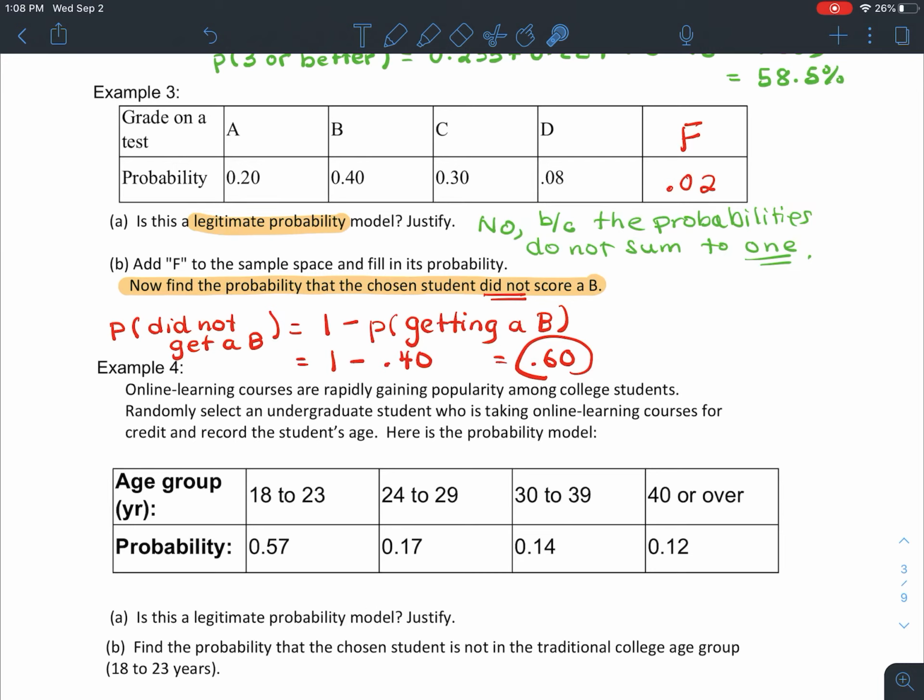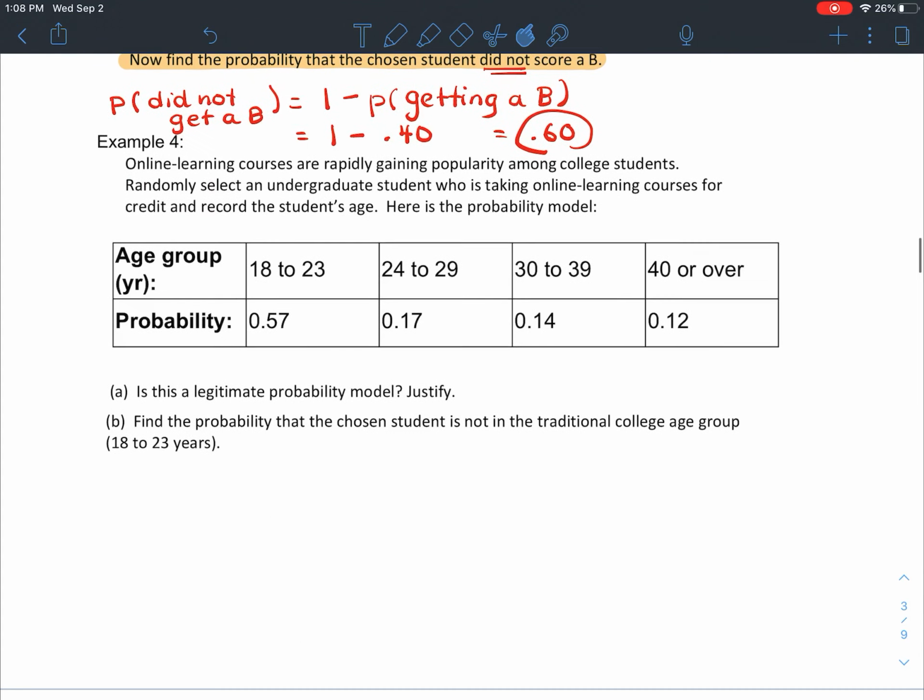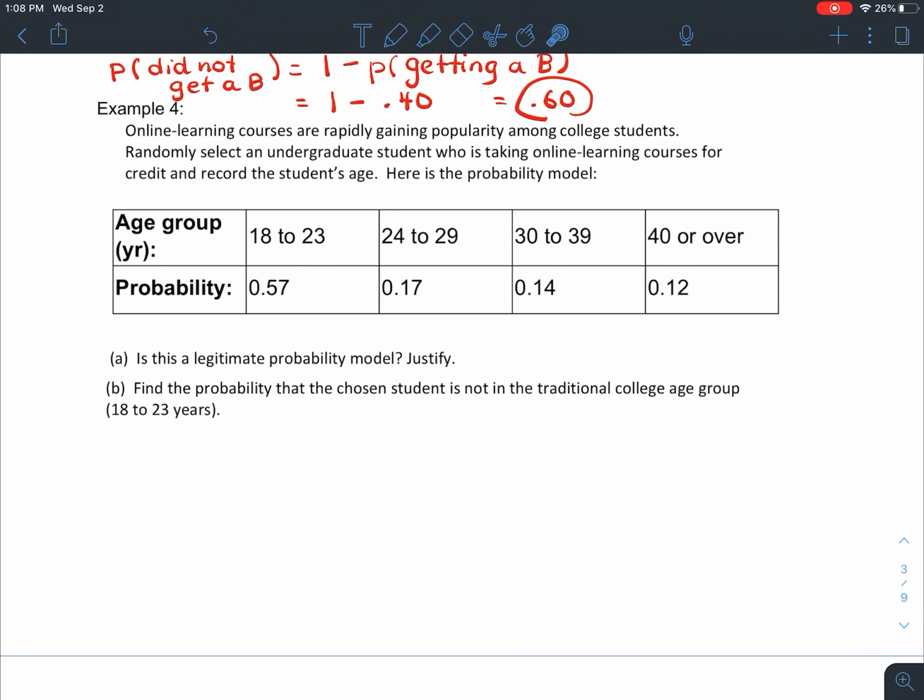Now, this was a very small probability model. There were only 5 options in the sample space. So could you also have answered this question by simply adding up the probabilities for A, C, D, and F and getting 0.60? Absolutely. But you definitely want to keep this in mind. It is very, very helpful for many problems here. Okay, so let's look at example 4.